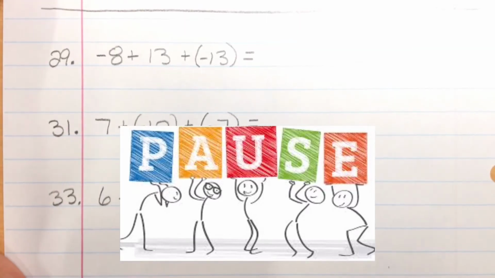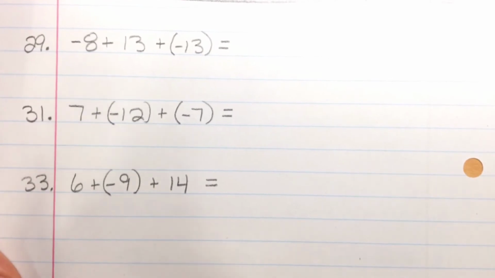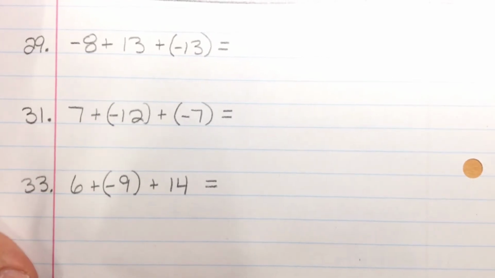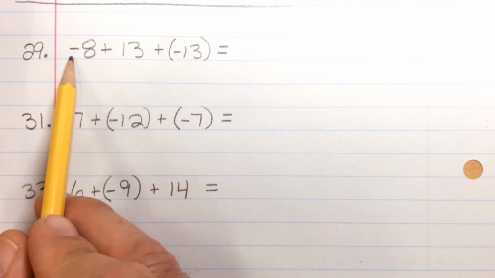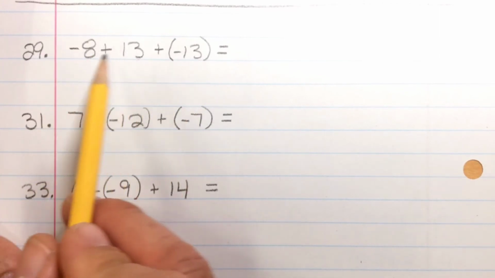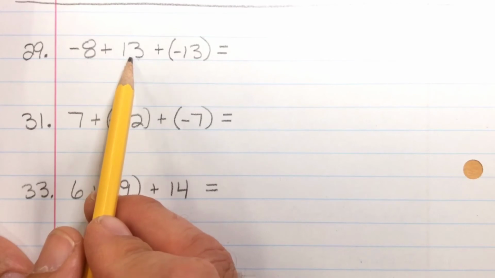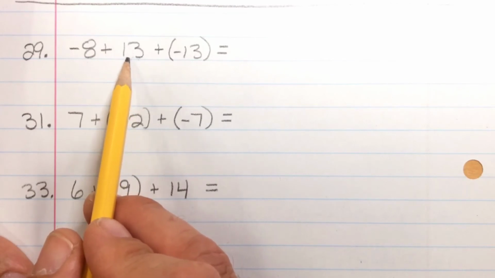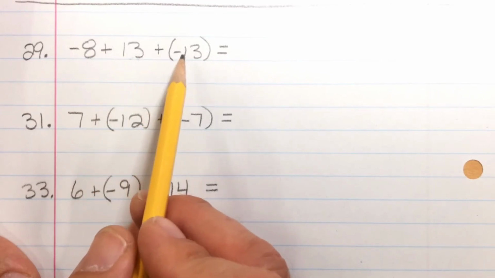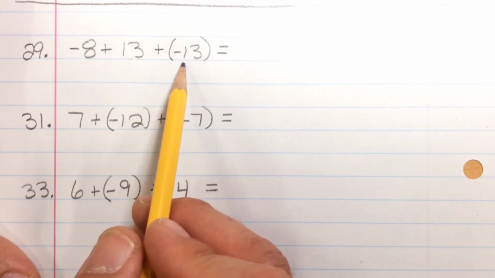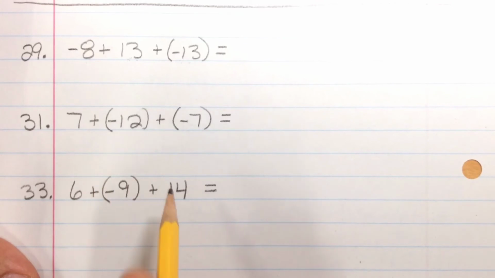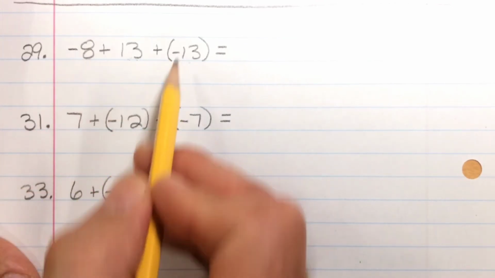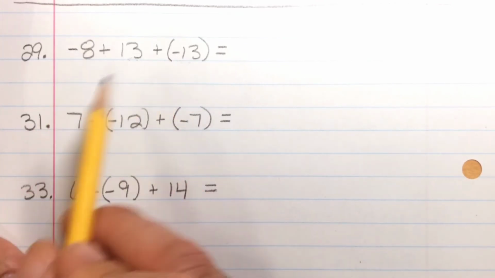Well, on these problems, there's actually some tricks you can do to make them a little easier on yourself, although you don't have to. Some people would just go from left to right here. Negative 8 plus 13, different sign, so I subtract to get 5, and I keep it positive. And then positive 5 plus negative 13 would be different sign, so I subtract to get 8, and I would keep it negative. But remember, because this is all addition, I can add in any order I want to.